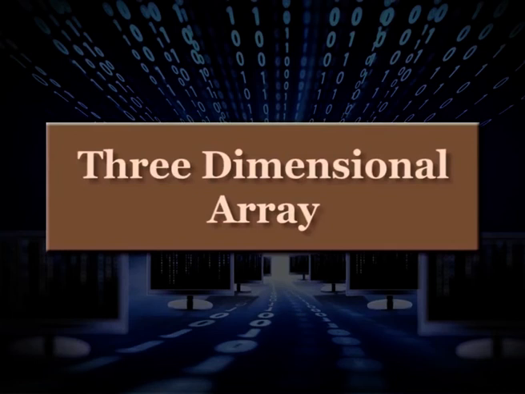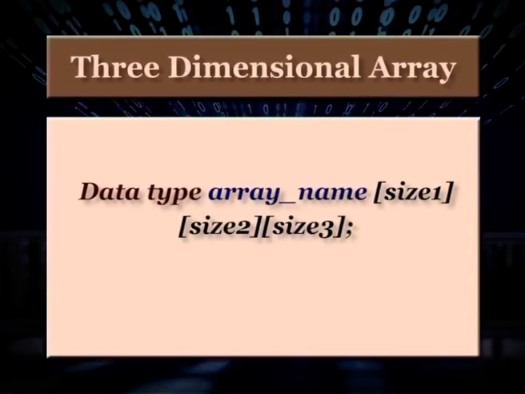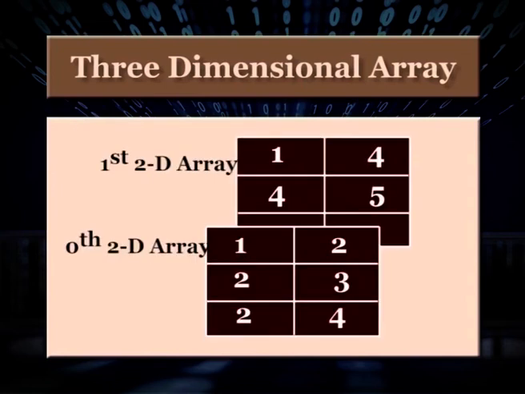3-dimensional array. An array having 3 dimensions is called a 3-dimensional array. In other words, we can say a 1-dimensional array of 2-dimensional arrays is called a 3-dimensional array. The syntax of a 3-dimensional array is as shown. We can declare and initialize 3D arrays as shown. The outer array has two elements, each of which is a two-dimension array of three one-dimension arrays. The figure helps to understand this situation better.